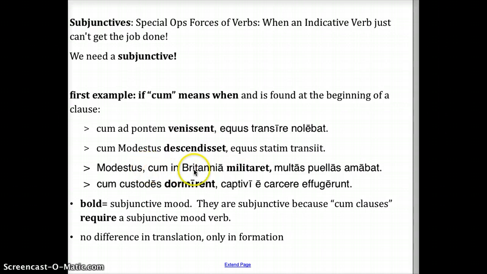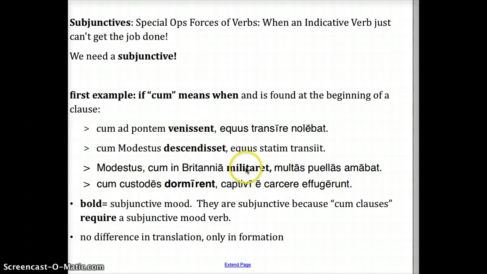Modestus, cum in Britannia militaret, multas puellas amabat. Modestus, when he was soldiering in Britain, loved many girls. That Modestus. Cum custodes dormirent, captivi e carcere effugerunt. When the guards were sleeping, the captives fled from the prison.